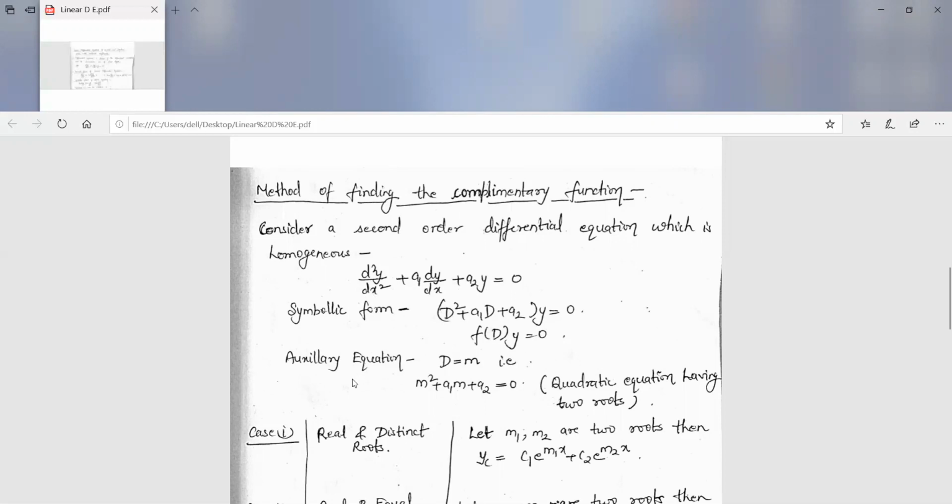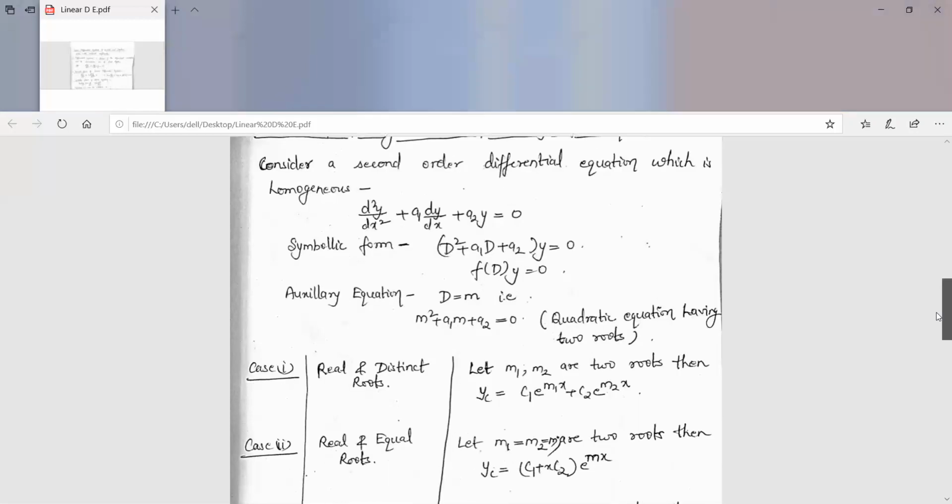The next step, we have to write the auxiliary equation. This can be written by converting every D to small m. So the symbolic form will now convert into m square plus a1 m plus a2 equal to 0, which you can see is a quadratic equation. Because the order of this equation is 2, we can get two roots of this equation.